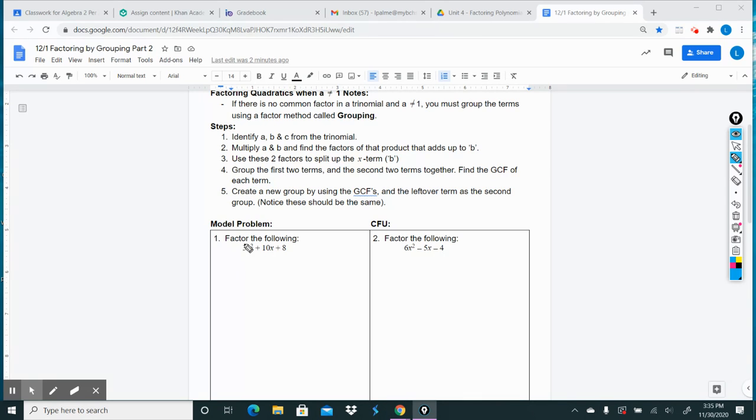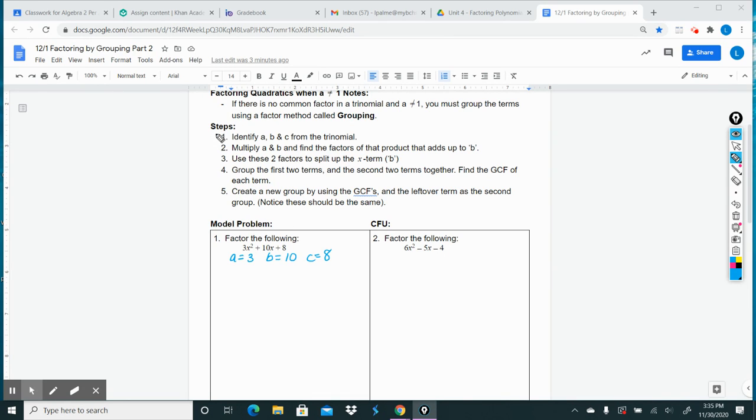We are given a problem here, factor the following, and we have a trinomial. We notice that we are in standard form, the 3, the 10, and the 8, and there is no GCF. 3 is a prime number, its only factors are 1 and itself, and it does not go into 10 or 8. And a is not equal to 1, so we cannot just use the factors of c that add up to b to factor this trinomial. So we want to identify first what a, b, and c are. A is 3, b is 10, and c is positive 8.